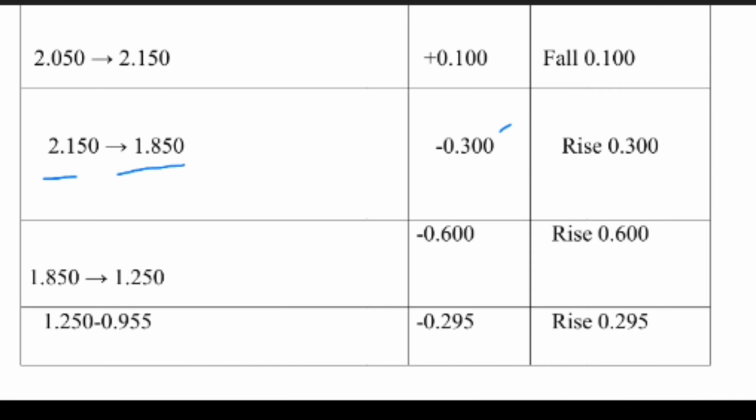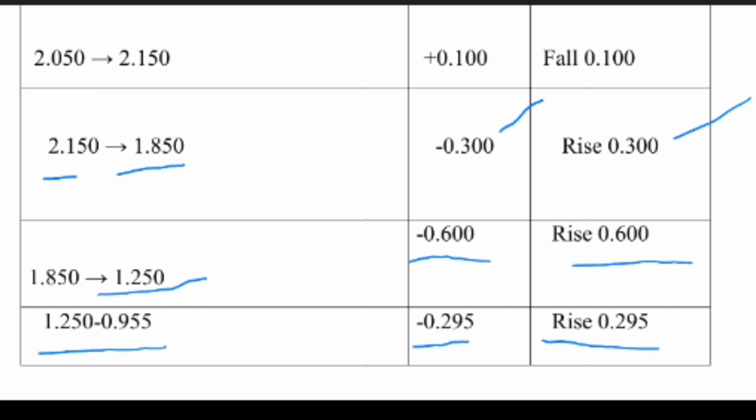Before, you got a positive value, so you have written it as fall. You got a negative value, you have to write it in the rise column. Same way 0.6 for the remaining reading, you write it in the rise column. The last one, you have to minus that, you will get a negative value, you have to write it in a rise column.